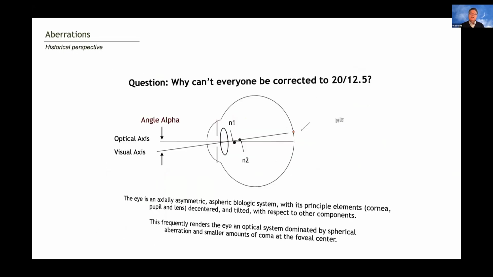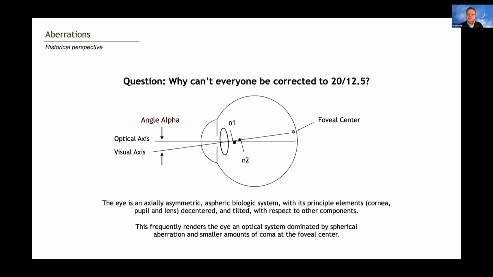So why can't everybody see better than 20/20? Well, the human eye is an axially asymmetric, aspheric biologic system with its principal elements, which are the cornea, the pupil, and the lens, decentered and somewhat tilted with respect to the other components. And this renders the eye an optical device dominated by spherical aberration because of the difference in central corneal power, intermediate and marginal power, and smaller amounts of coma at the foveal center.